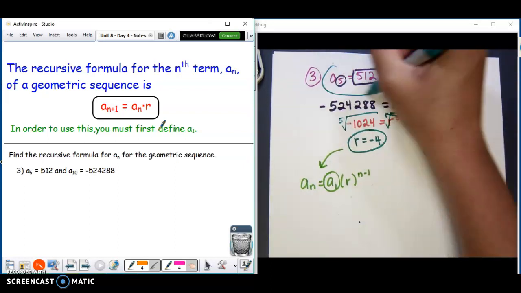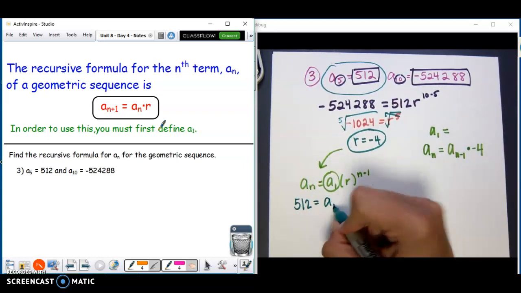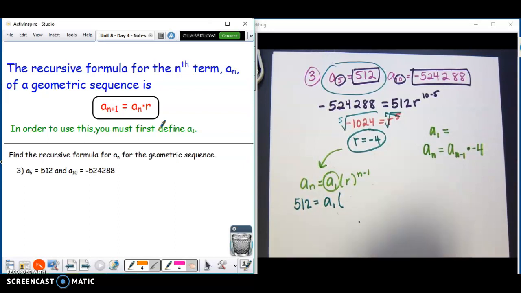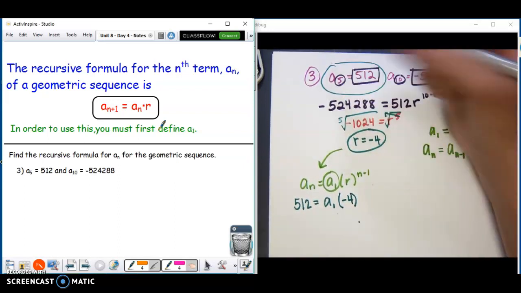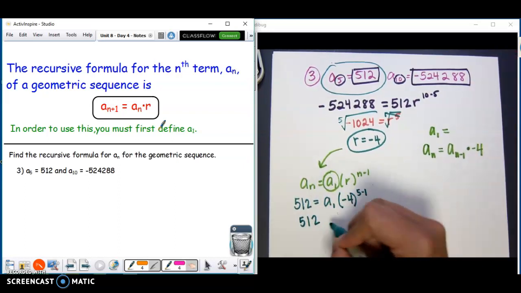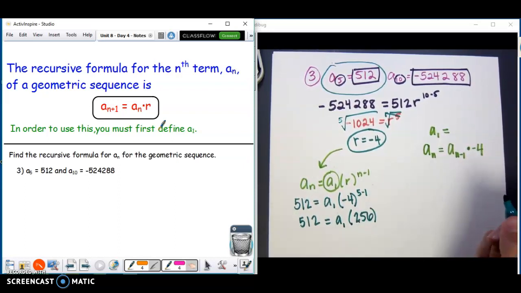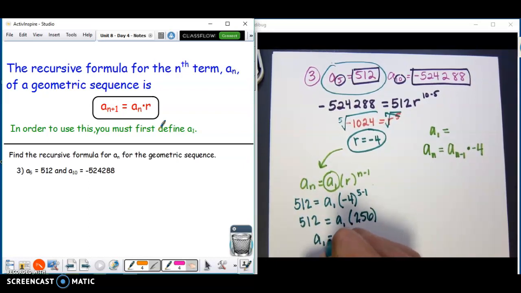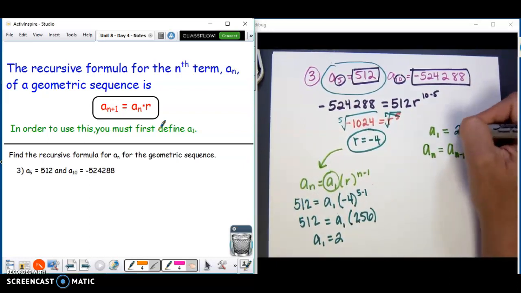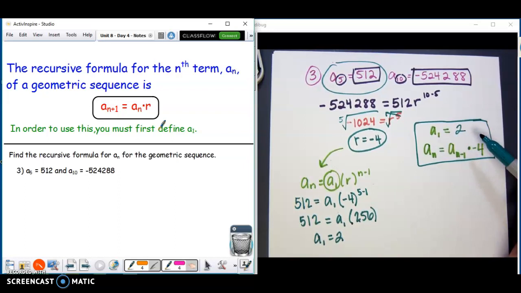So I'm just going to use the first one like I normally do. We know a sub n is 512. We do not know a sub 1. The ratio we know is negative 4. And the n value on that one is 5. So we'll have 512 equals a sub 1 times 256. So if we divide 512 by 256, that'll give us a sub 1 is 2. So my first term is 2, and so the recursive formula says you take the previous term and multiply it by negative 4. So that's how you would write your recursive formula.